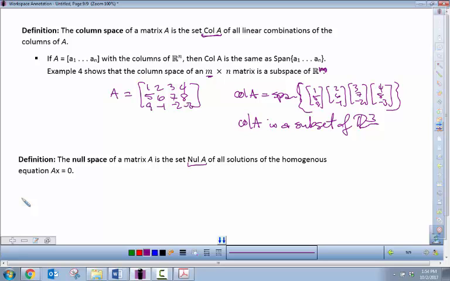All right, so the null space, let's see if we can say this in words. All the solutions of the homogeneous equation, so all the x vectors that get sent to 0. So the null space would be the set of all vectors that get sent to 0. And that also is a subspace.